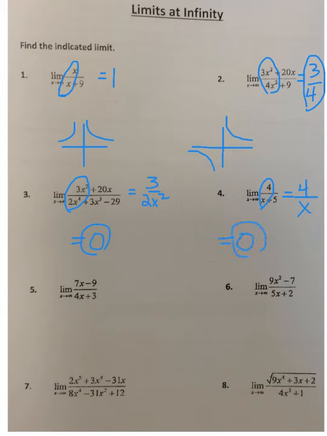All right, next one, number 5. Well, this is very nice for us because those x's cancel out, and my answer is just 7 over 4. Number 6, highest power in the top and the bottom. Now, that gives me 9/5, but with an x in the numerator, so 9x over 5.